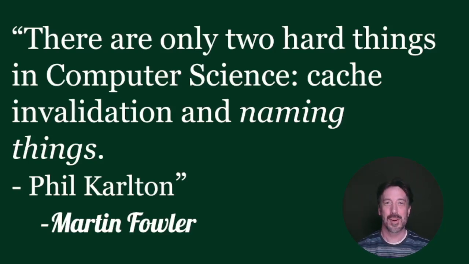Today, we're going to talk about solving the hardest problem in computer science, or at least one of them. I hope you don't find that the thumbnail was too much of a clickbait, but there's this famous quote by two people actually that says there are only two hard things in computer science: cache invalidation and naming things. And today, we're going to solve the second problem, which is naming things.